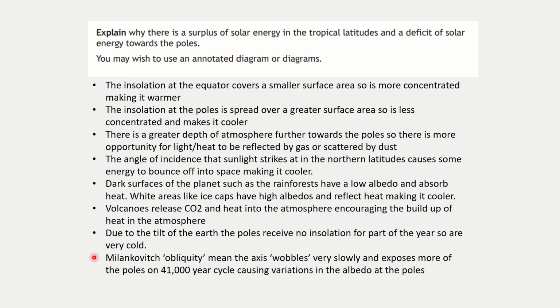Milankovitch obliquity, this term obliquity, means that the axis of our Earth wobbles. It has a wobbling motion, and it wobbles very slowly. And on that wobble, on a kind of 41,000 year cycle, it exposes the North and the South Pole to greater or lesser degrees of sunlight. And because of that, this causes variations in the albedo. So less or more light is reflected from the poles according to where the Earth's axis is on this 41,000 year wobble.